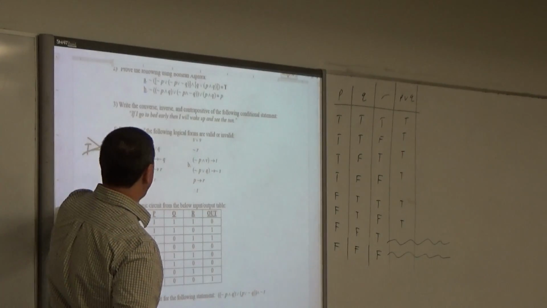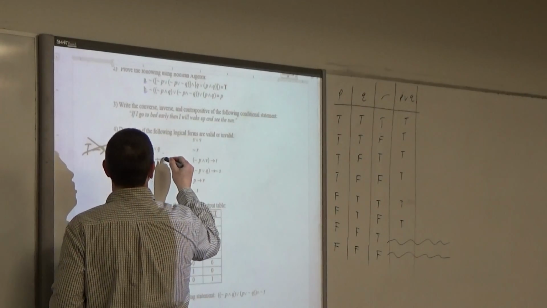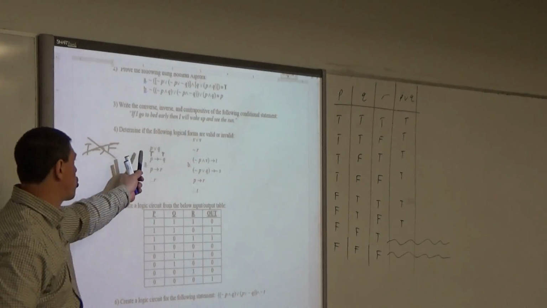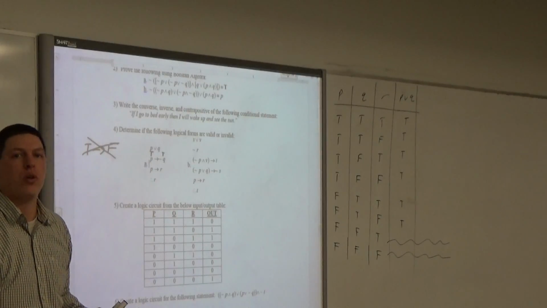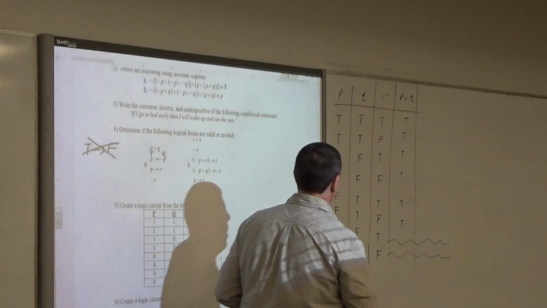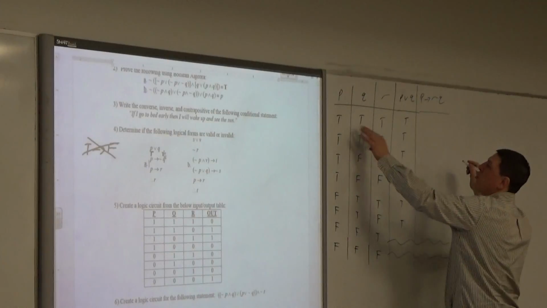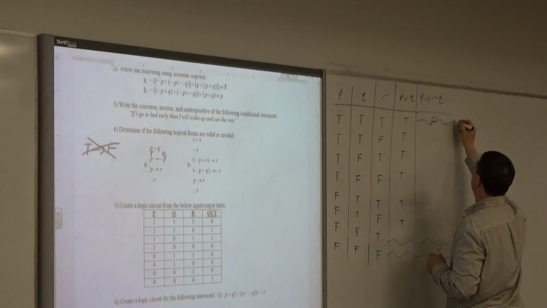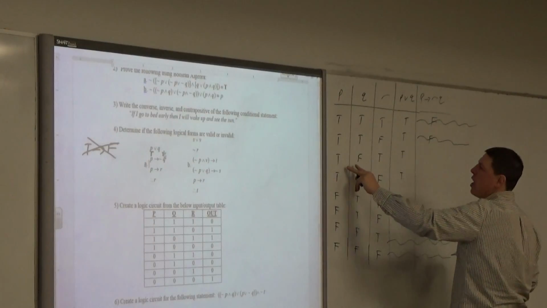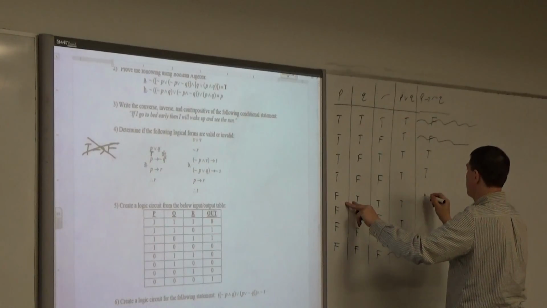Now remember, this is P implies not Q. So wouldn't it be true that both P and Q would have to be true for that part to be false? Because that would be true implies not true, which would be false. So if they're both true, then the output from this would be false. Since they're both true, this is false, and we can cross out the rest. And then the rest of these are going to be good, I believe. True, true, true, true.